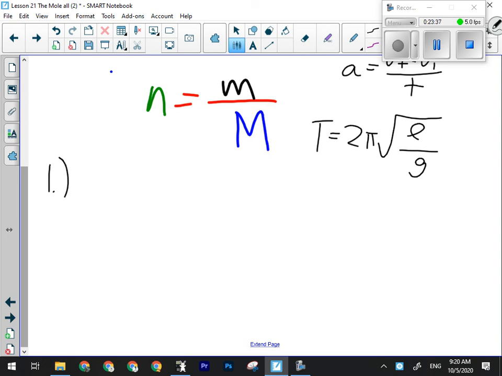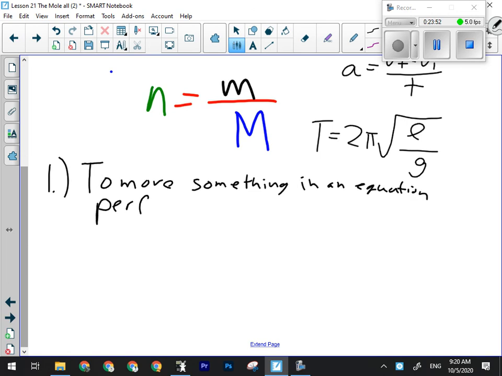All right, so rule number 1: to move something in an equation, perform the opposite operation. So if I wanted to move something that was being divided, I would multiply. If I wanted to move something that was being added, I would subtract. Always do the opposite operation. That's rule number 1.